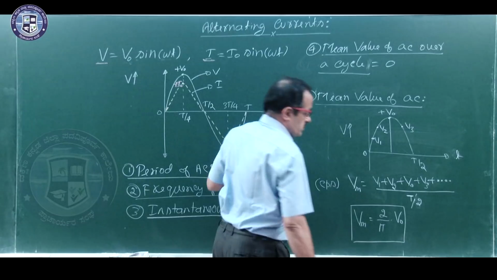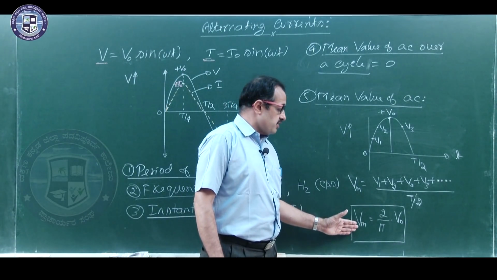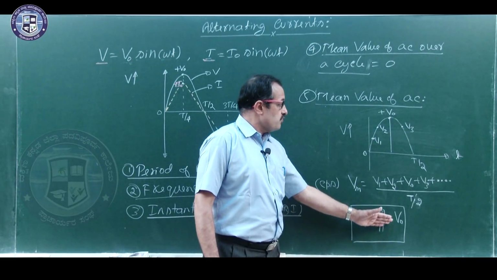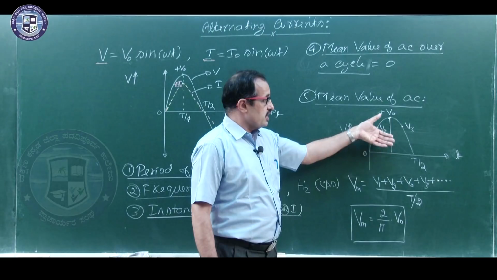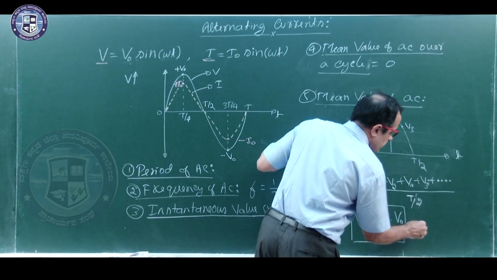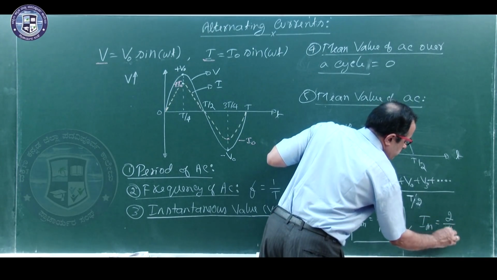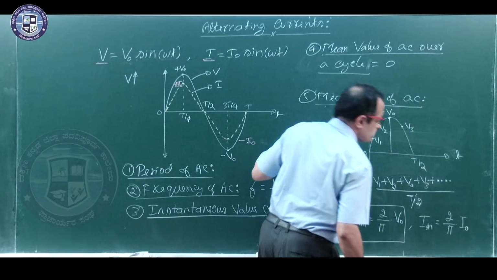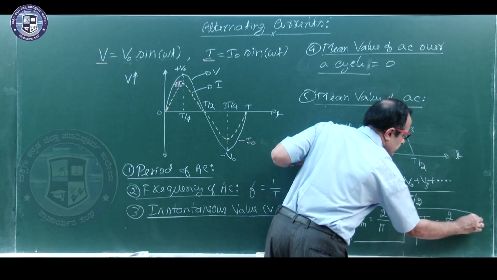Again, one more question. Write the expression for mean value of AC. It is 2 by pi into V0, where V0 is the maximum value of AC in the positive cycle or even in the negative cycle. Similarly, for current, I mean, the mean value of AC current is equal to 2 by pi into I0. So, it is the equation for the mean value of current.